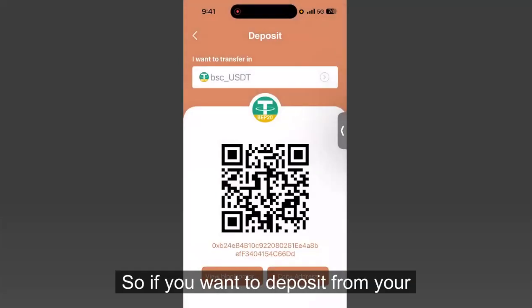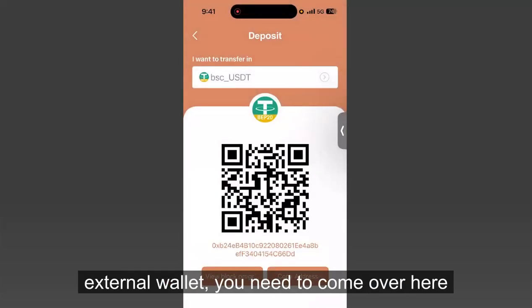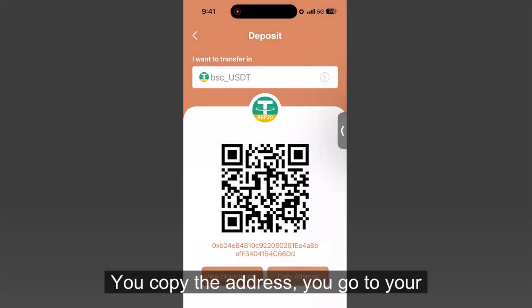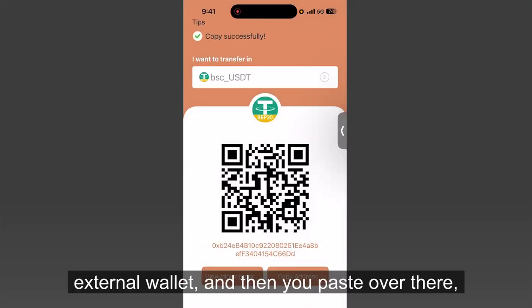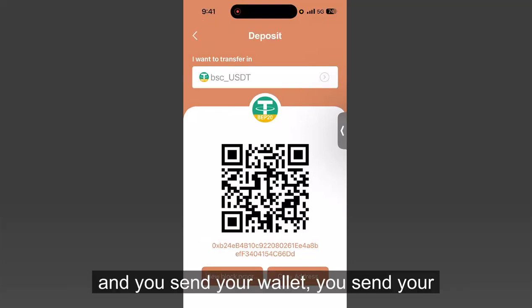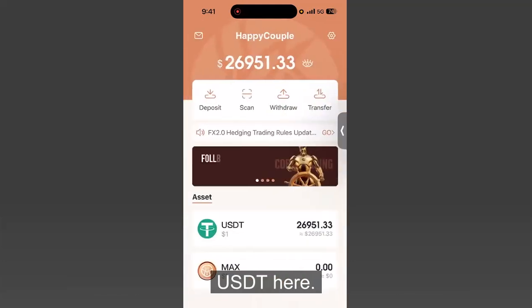So if you want to deposit from your external wallet, you need to come over here and retrieve the address. You copy the address, you go to your external wallet, and then you paste over there, and you send your USDT here.